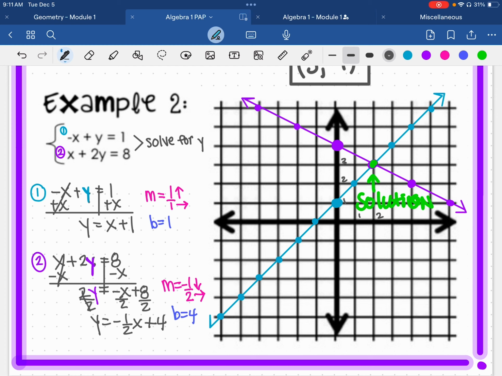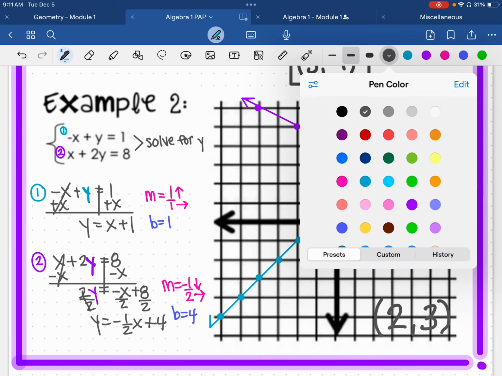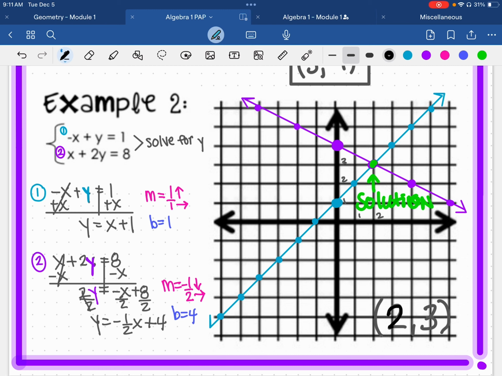Where can I put it? I'm going to try right down here. Looks like my solution is 2, 3. That doesn't look very good, does it? Let me see if I make it darker, if you can see it better. There's my answer. Maybe I should just put it in green, huh? 2, 3. There we go. So you can see it better. Perfect.